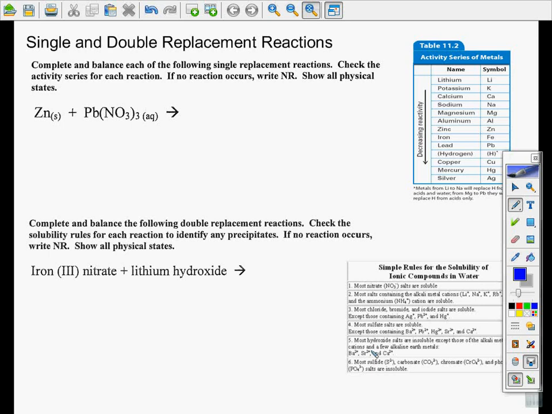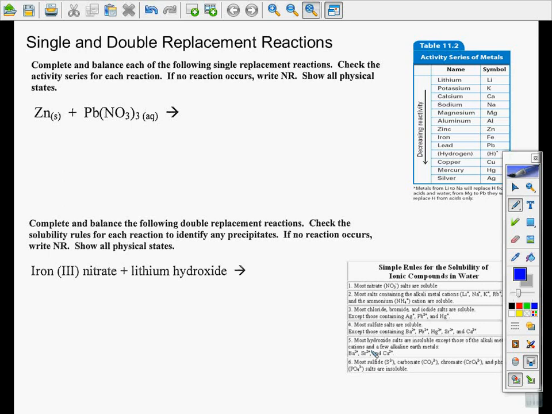Now look at some single and double replacement reactions. I've included an activity series and a solubility of ionic compounds in water on this one for reference. Now in the first one, we have solid zinc being added to a solution of lead 3 nitrate. How do I know it's lead 3 nitrate? Because there are 3 nitrates and that gives me a -3 charge, so the lead must be a +3.